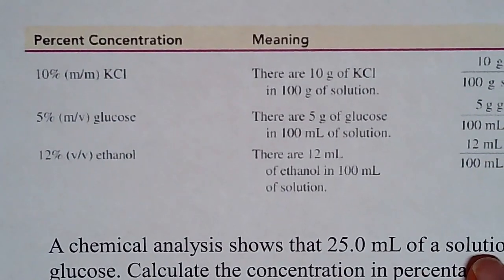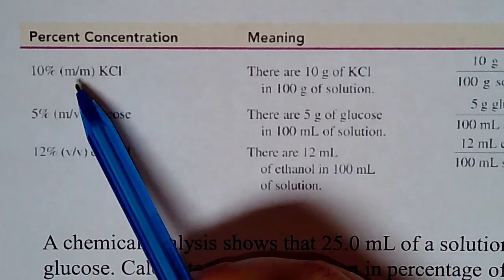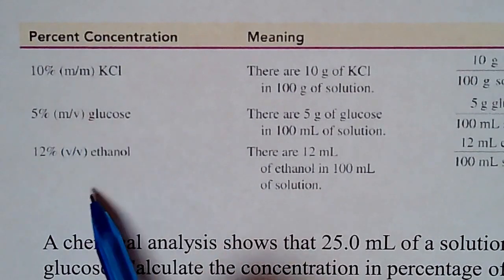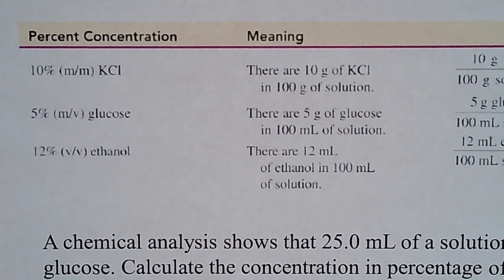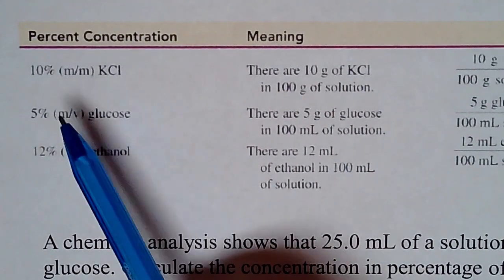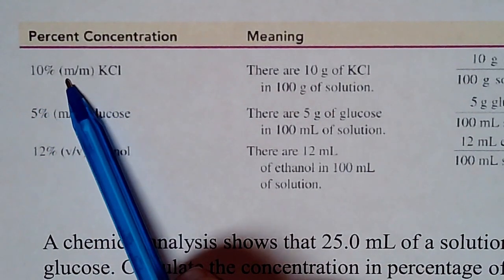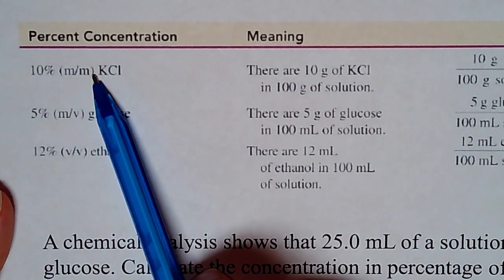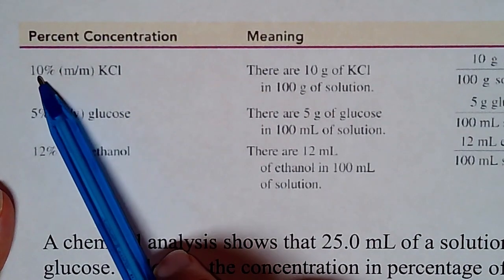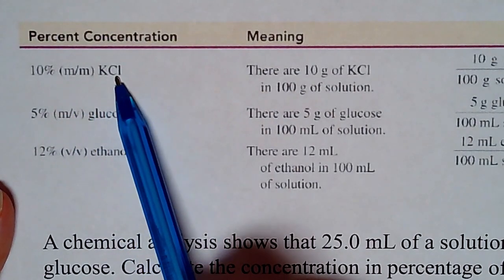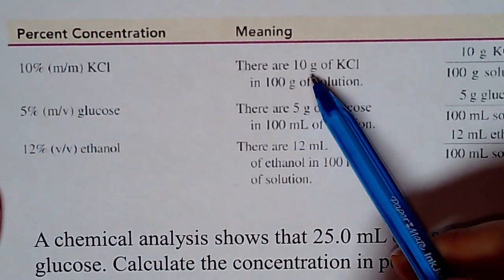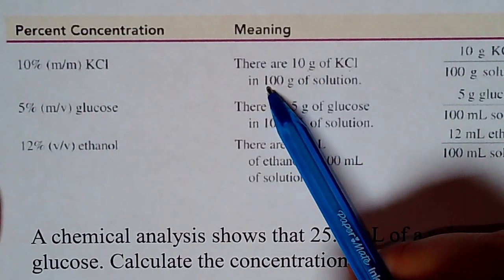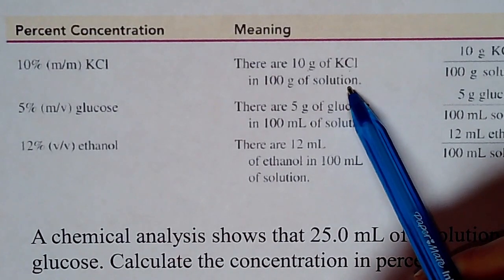Alright, we can have percent mass to mass, percent mass to volume, or percent volume to volume. So let's look at what this means. If we have percent mass to mass, it means we're comparing the mass of the solute to the mass of the solution. So a 10% mass to mass KCl solution means that we have 10 grams of our solute KCl per 100 grams of the solution to make it 10%.